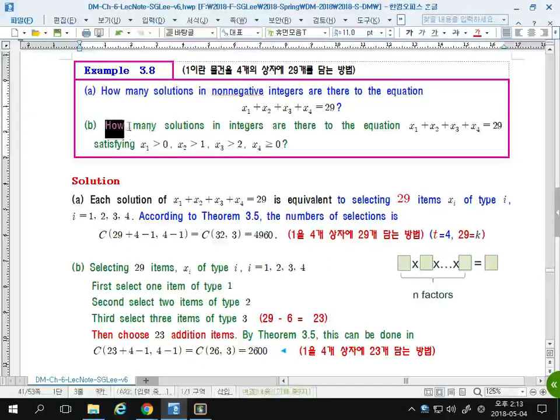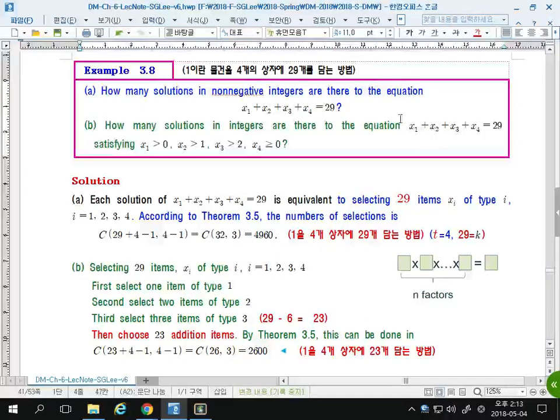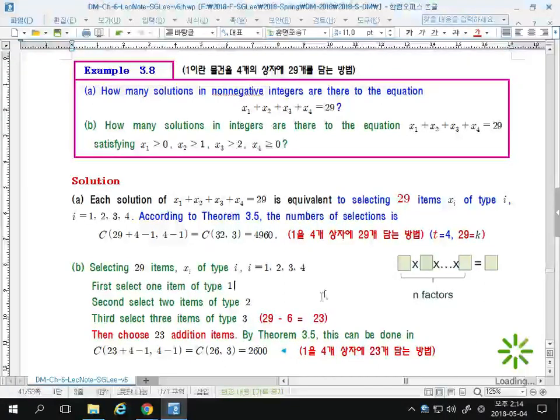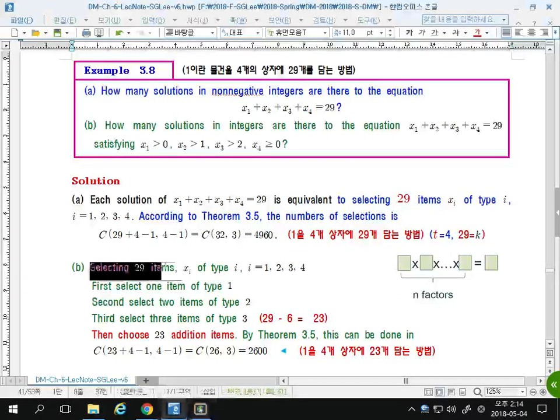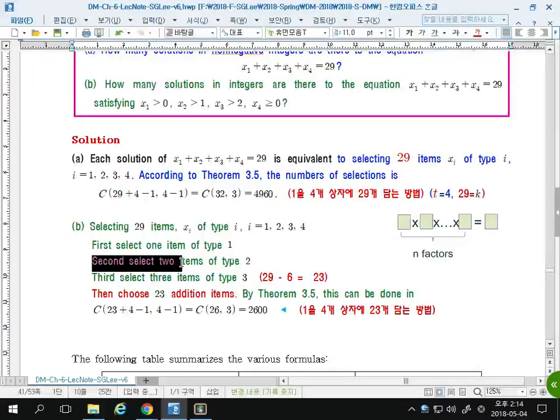Next problem is how many solutions in integers are there to the equation that satisfy this. Here it is similar, but it has a condition like this. Problem B is selecting 29 items xi of type i, and first select one item of type 1, because it should have at least one. Second, select 2 items of type 2, because we should have at least 2 of x2. And then third, we select 3 items of type 3.